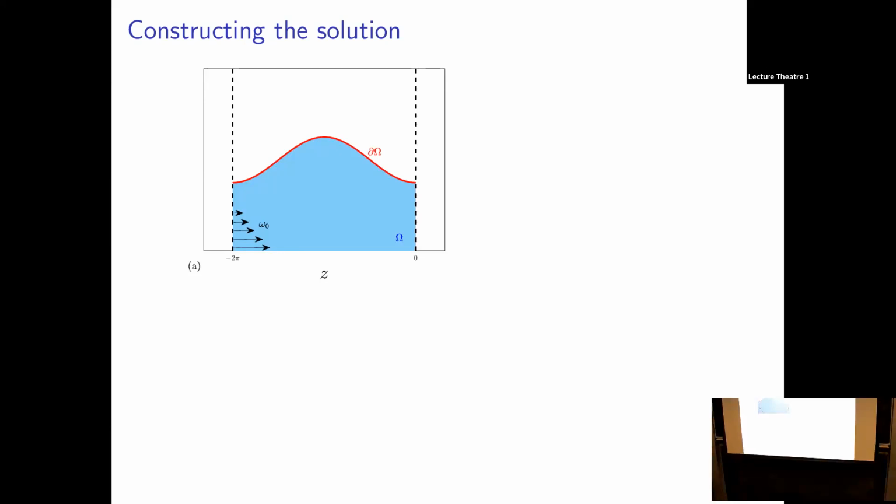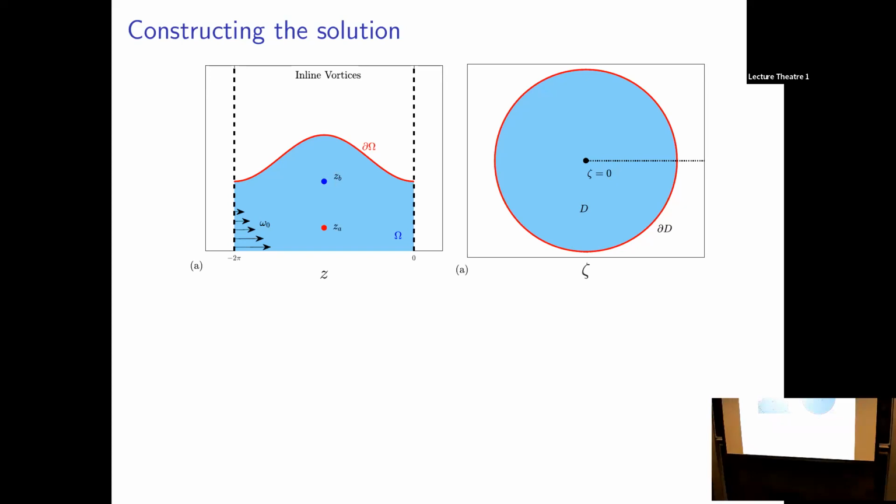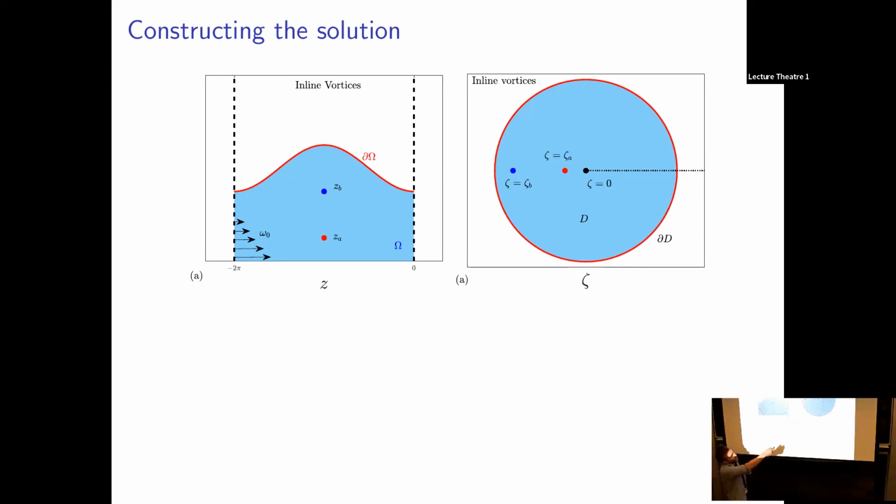So here's our physical plane. And here's our unit disk, and we're going to attempt to construct a conformal map from our physical z plane to our complex zeta plane. The free surface is going to be mapped to the boundary of this disk, and here's a branch cut. We're going to put a couple of vortices in, and there's two configurations. Here, this is a configuration where the vortices are in line, so they're directly on top of each other. And these are going to correspond to positions in the disk.